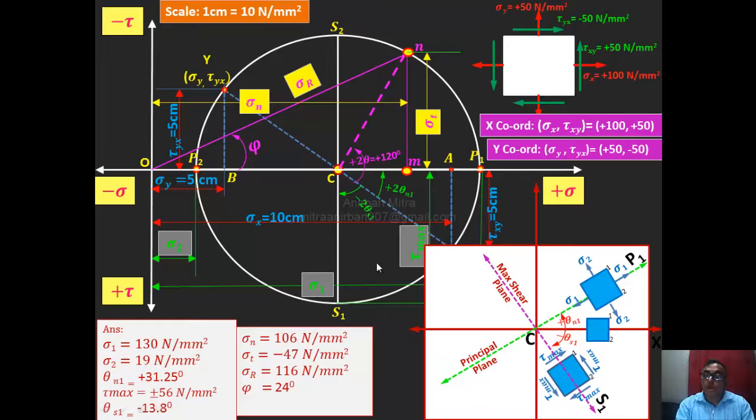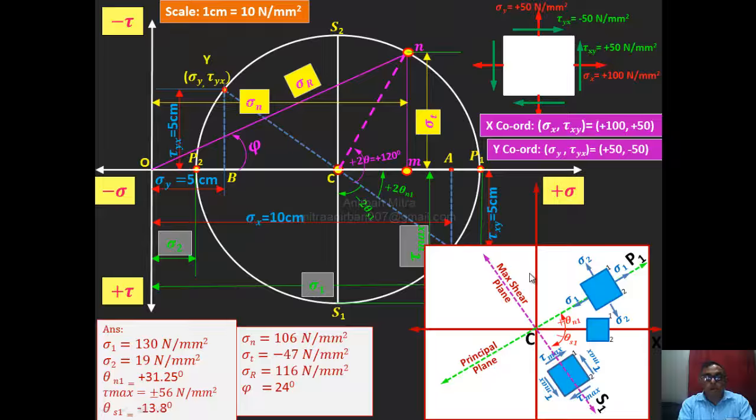So if you see one element here where this is the x plane, where sigma x, sigma y and tau are applied, this is the element I have drawn here. If this element is turned by the theta n1 value, that is called the maximum principal plane. If it is turned by the negative theta s1 value, then we get the maximum shear plane. So that's the overall concept of principal stresses and how to solve it using the Mohr circle. And again, if I convert from the Mohr circle to the element diagram, we can understand the element diagram in this way.